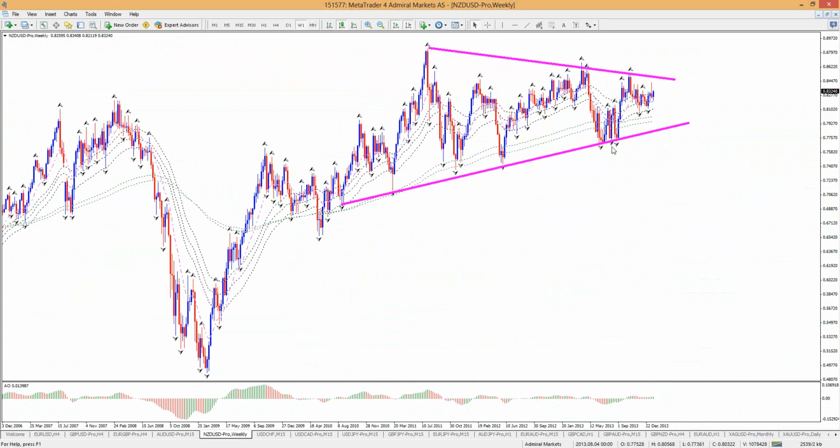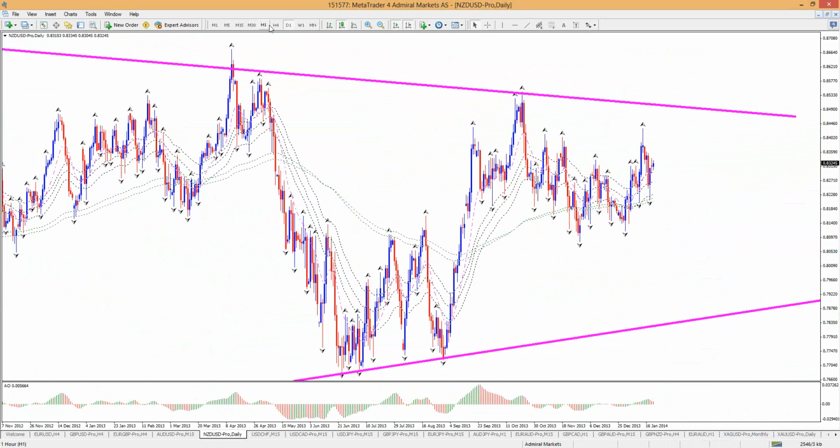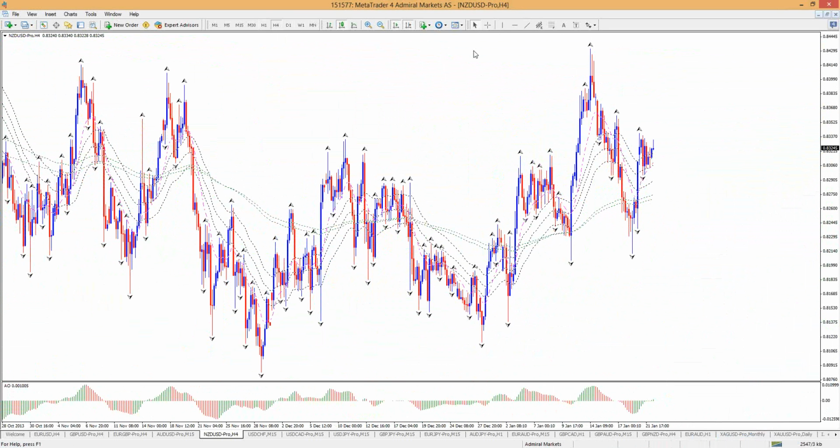The Kiwi dollar is not a currency pair that speaks to me at the moment. I don't like this consolidation, and I really don't see anything that could be tradable at the moment from my perspective. No.